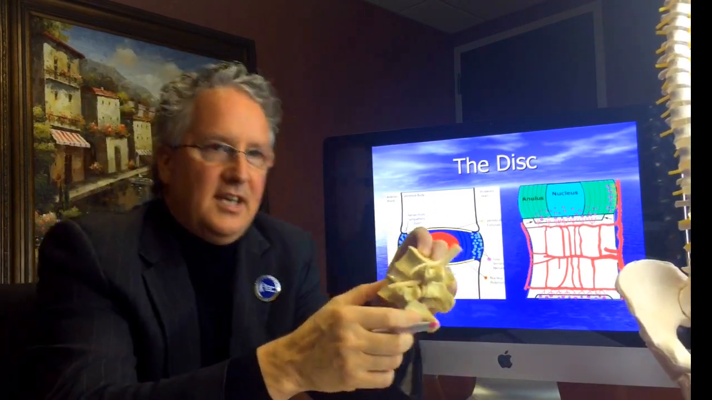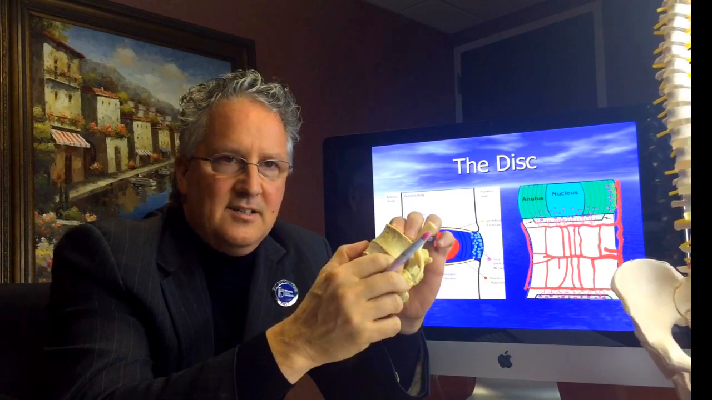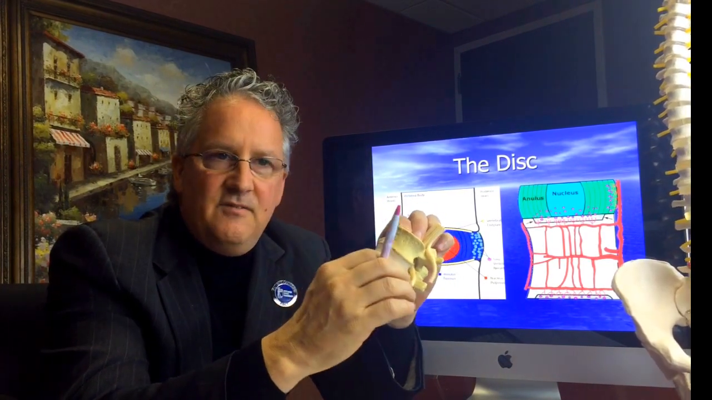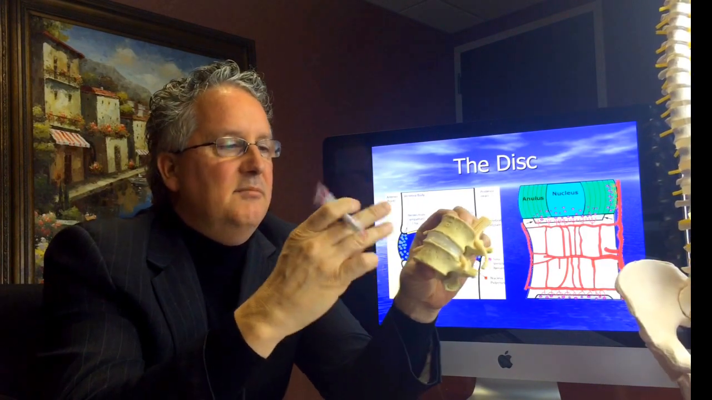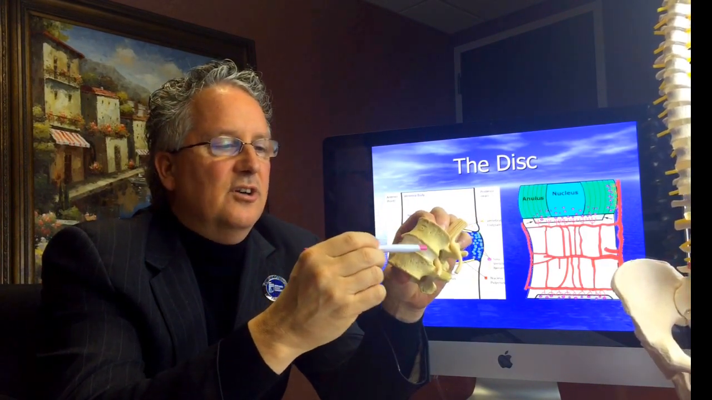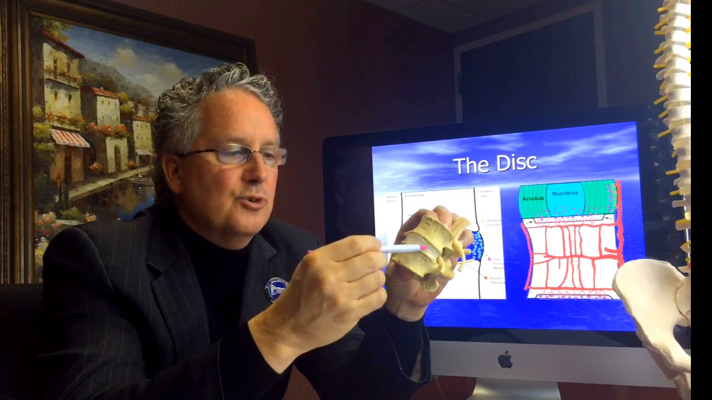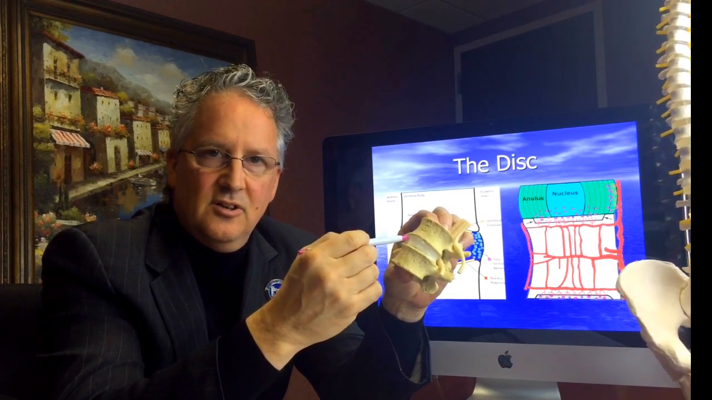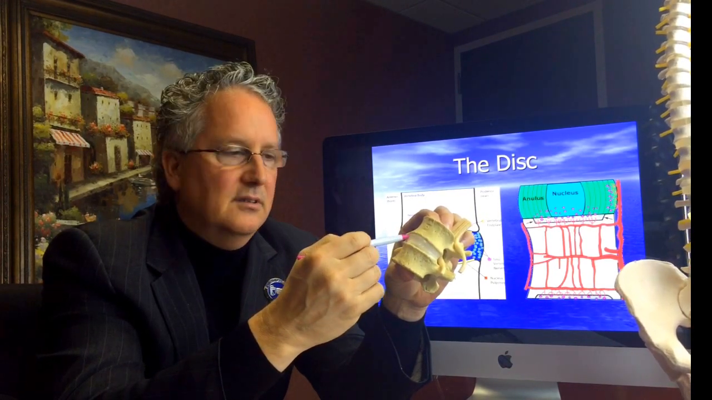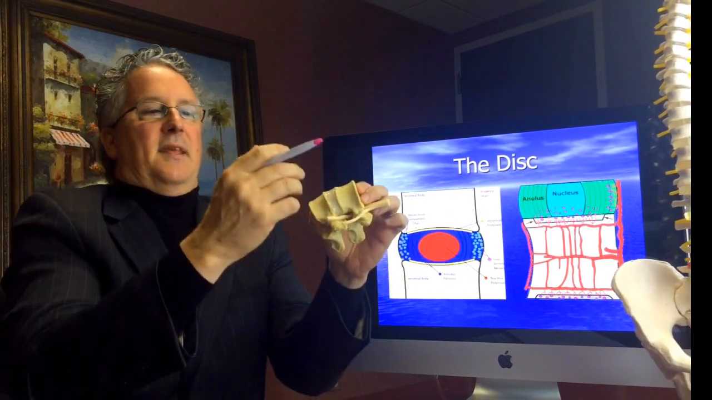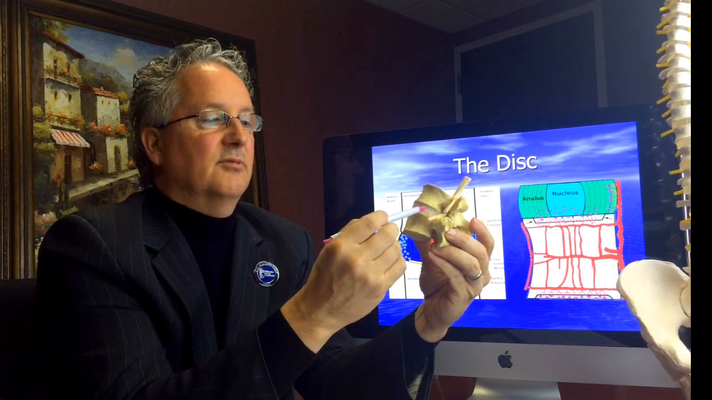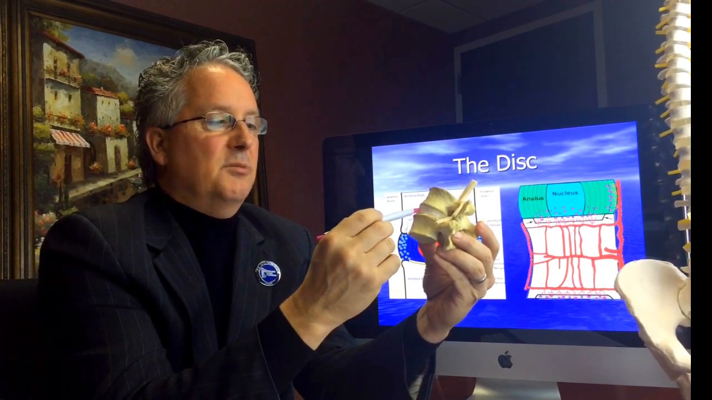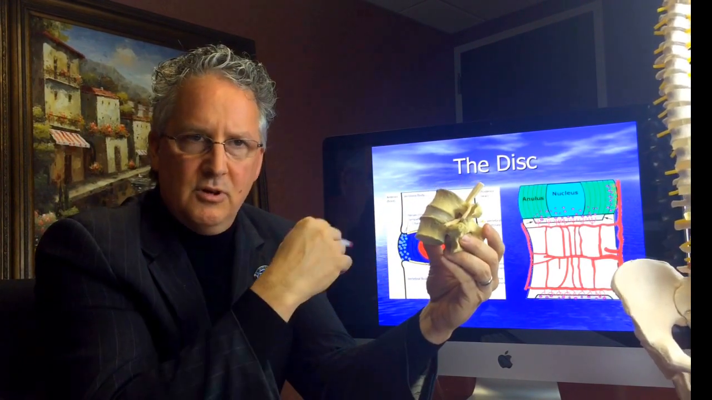The disc is unique from the point of view that it is the largest avascular structure on the body. What does that mean? It means that there are no veins or arteries that run directly through the disc because the disc is under a great deal of pressure. I weigh 200 pounds. In an upright position, standing up, I'll have 120 pounds of pressure, roughly, on my disc. So much pressure that blood won't flow through it.